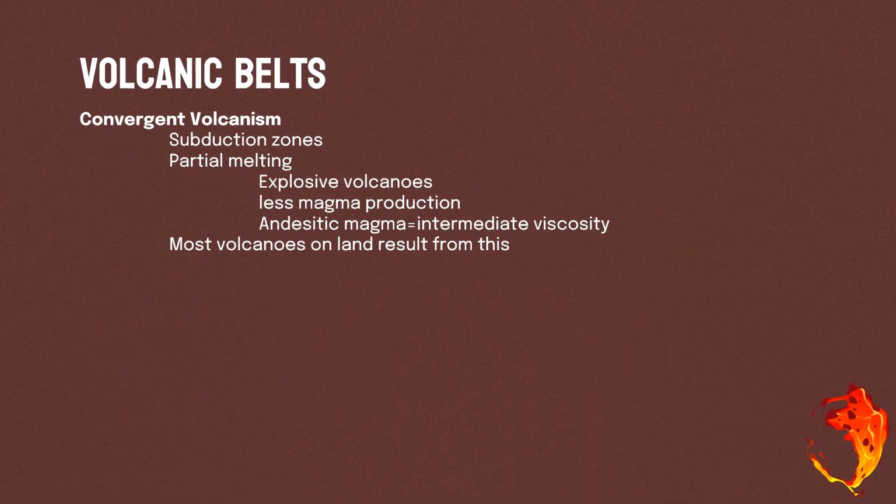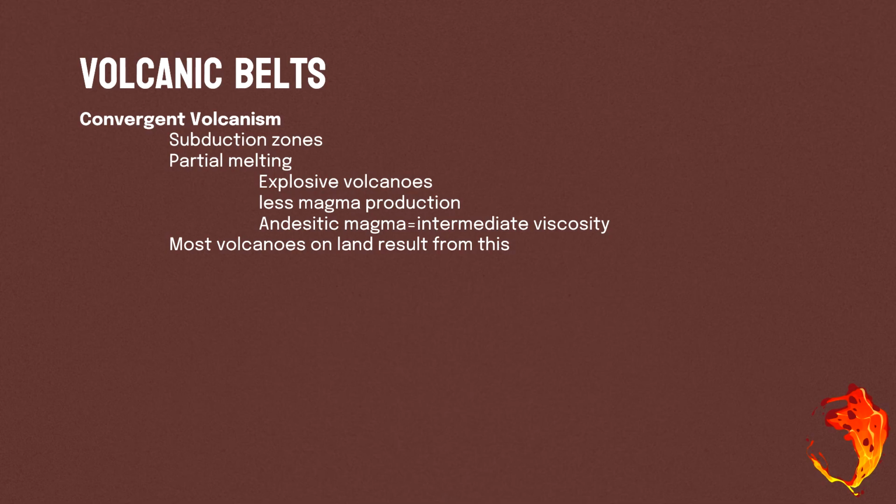There are different types of volcanism. One of them is convergent volcanism, and that occurs at subduction zones where the subducting plate subducts underneath the overlying plate, and then it reaches the point of partial melting. The partial melting causes the melted magma to rise up to the crust and then poke through the overlying plate and create a volcano. These volcanoes are normally very explosive, and even though they're explosive, less magma is produced.